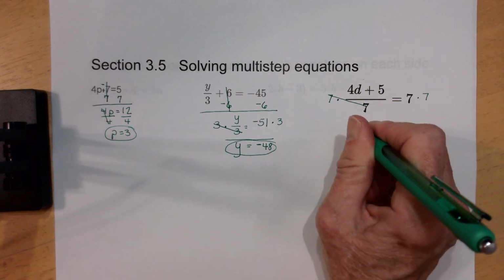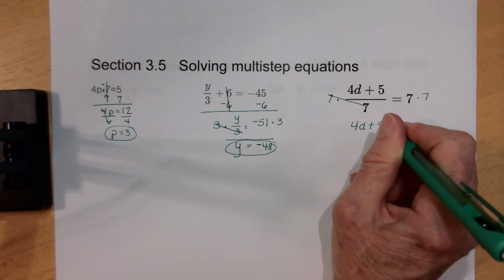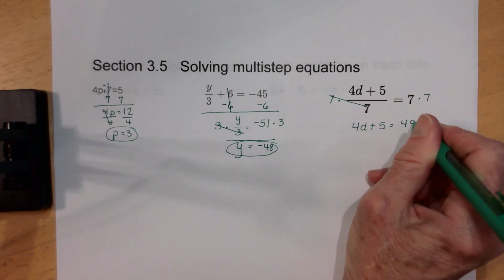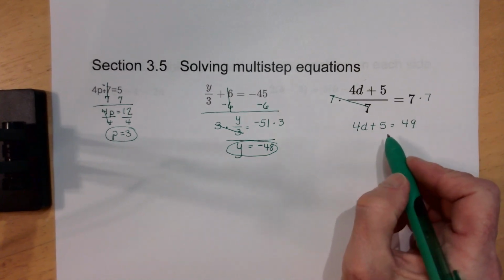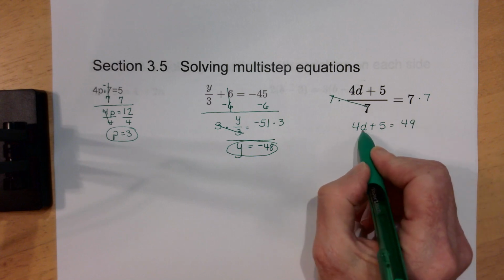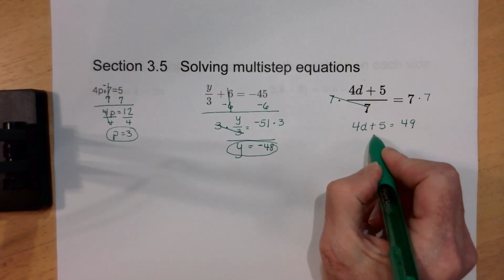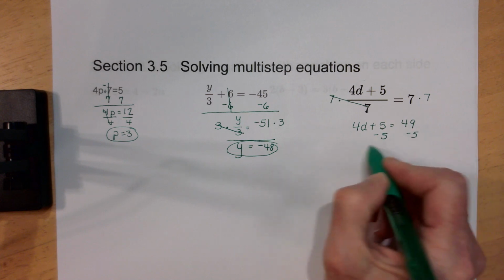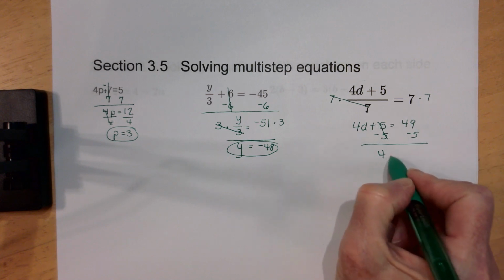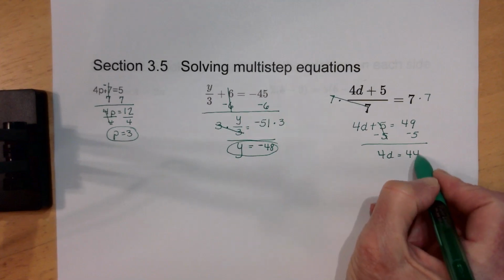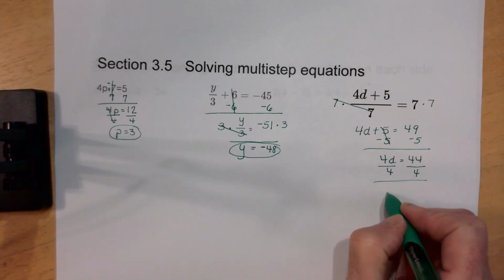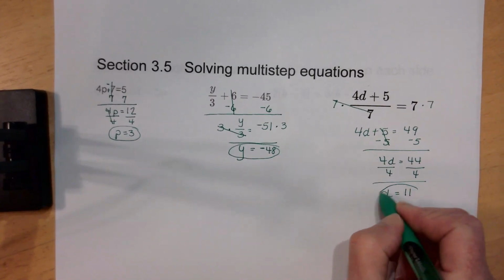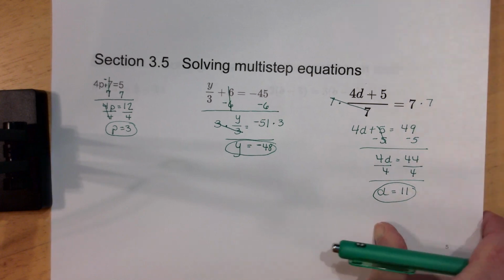That's equal to 1. I have 4D plus 5 on the left-hand side, and I have 49 on the right-hand side. Now, it's almost like I've started a brand new problem. The 5 is the farther away number from the D, so I'm going to add a -5 to both sides. So I have 4D is equal to 44. I have to divide by the 4, and I find out that D is equal to 11. A step-by-step process, but there is a certain order by which it has to be done.